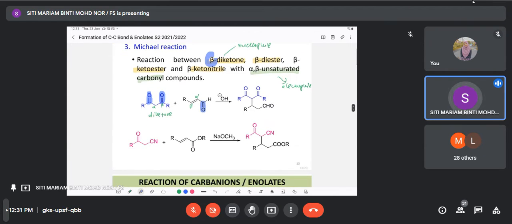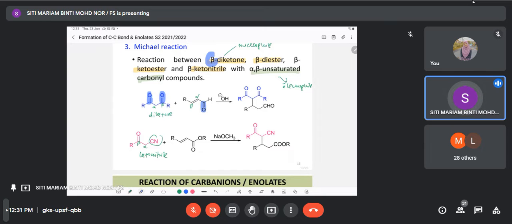Below is also the general structure. Another example: let's say you have a beta ketonitrile, with the nitrile here. You can use any base basically here. And that's the product.